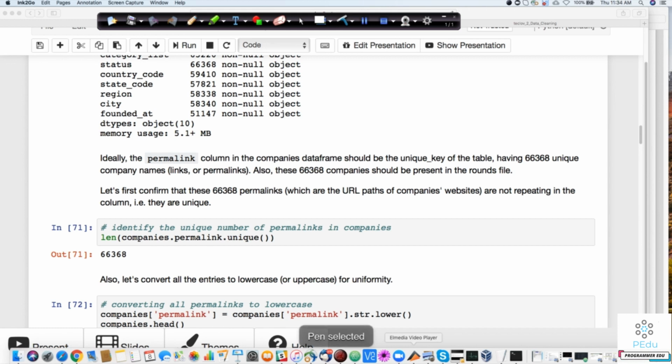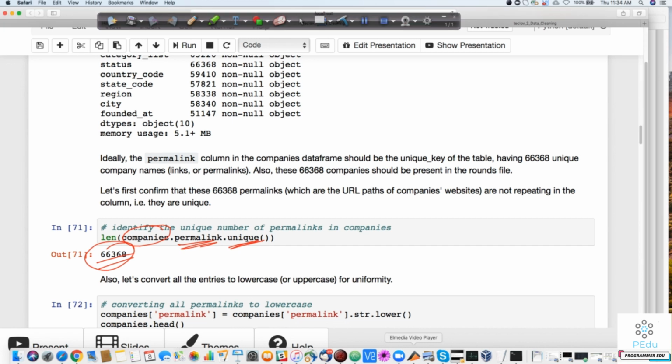What we noticed is that in the companies data frame, we got 66,368 unique entries. This permalink is nothing but your company names. When we took the unique of it, we noticed that there are 66,368, and if you go up and see, you will notice that this is exactly the same amount of data we had. Now, you can see that this is basically the part.